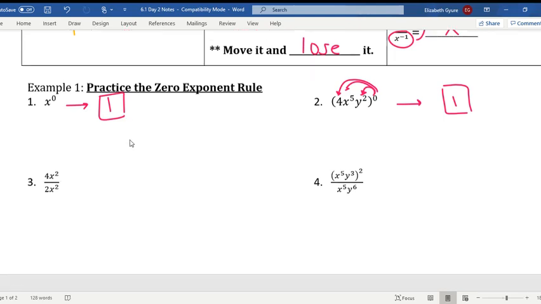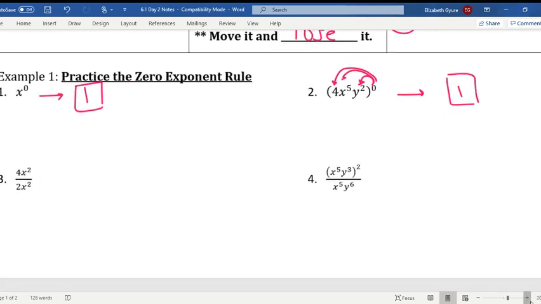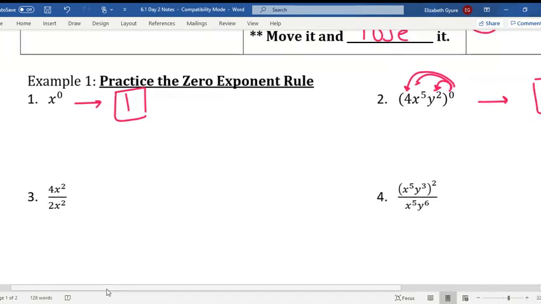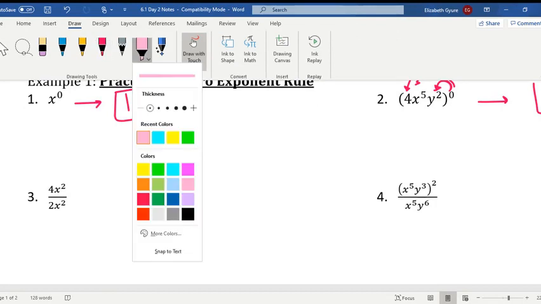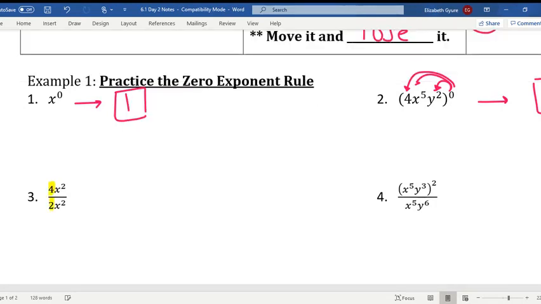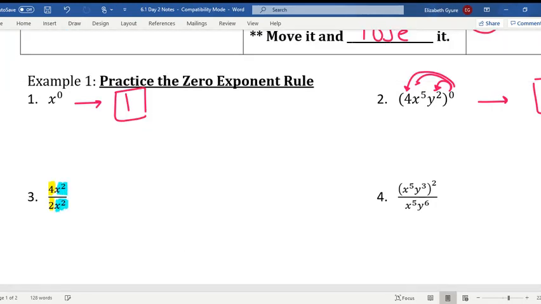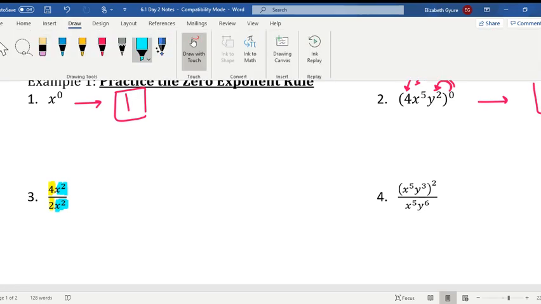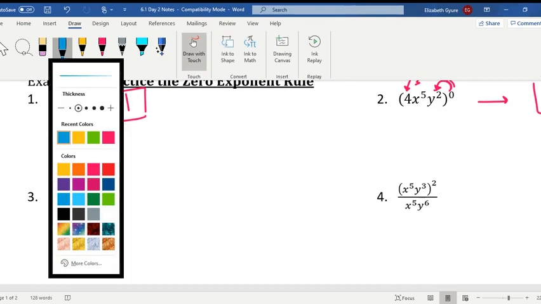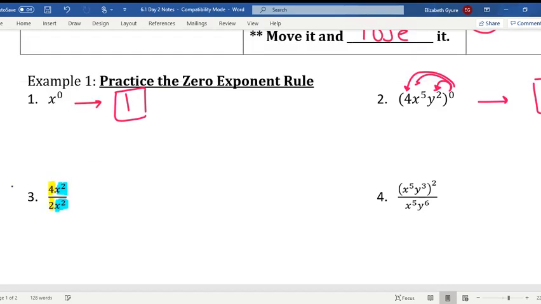All right, let's take a look at 3. In 3, we have some whole numbers happening. We got a 4 over a 2 and an x squared over an x squared. So I don't see a 0 yet, but we're going to have one in a second. So let's go through and just simplify. Remember, whole numbers go with whole numbers, x's go with x's. So I'm just going to go ahead and put my fraction bar because this is a fraction one, just in case I need it. And what's 4 divided by 2?